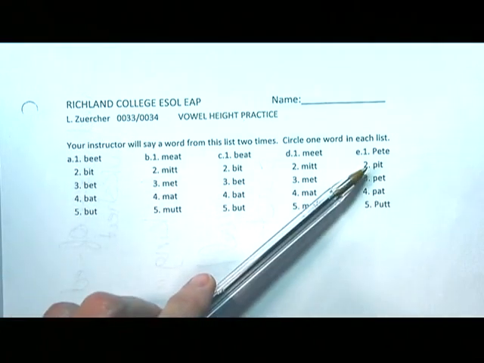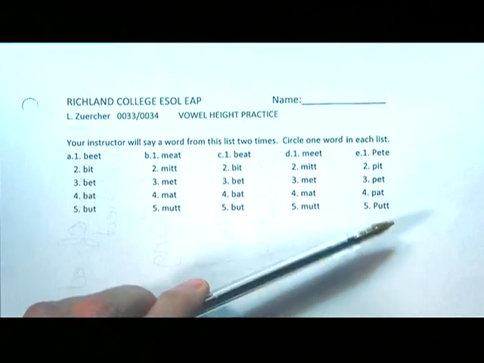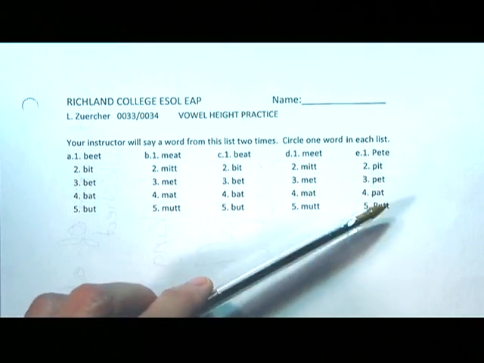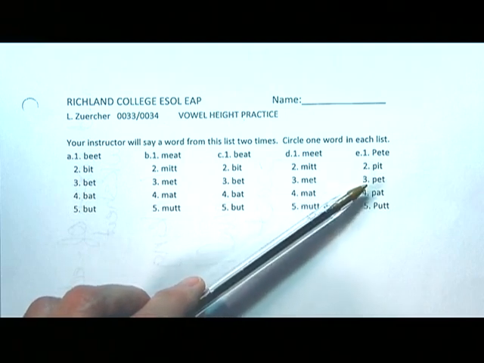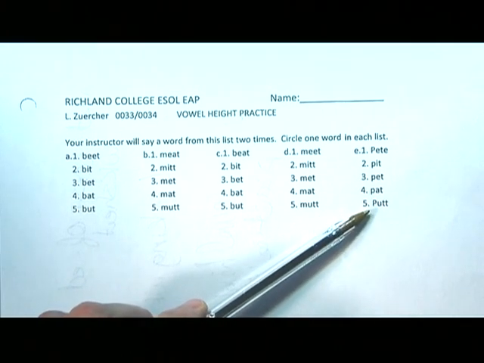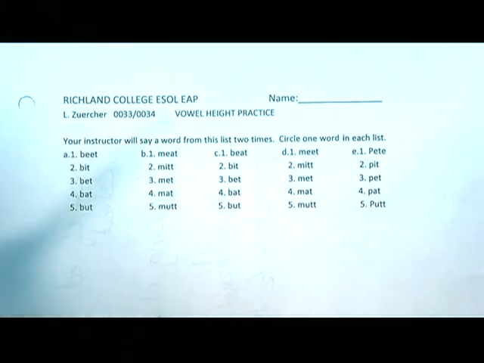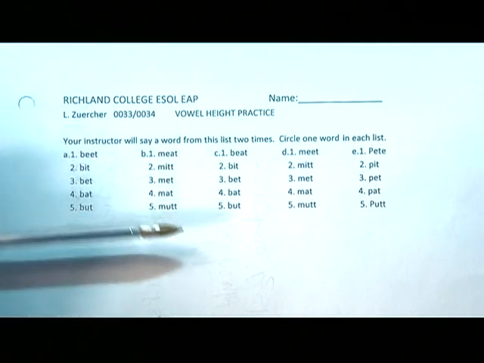Another series is the PT series. These are all real words in English, and it's easy to hear the contrast in them. Pete, like the man's name, Peter. Pit, pet, like when you touch a dog or a cat, you pet him. Pat, and putt. It's a golf term. So, hopefully you can hear there's kind of this order from the top to the bottom.